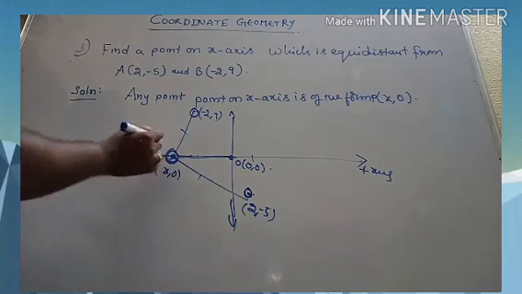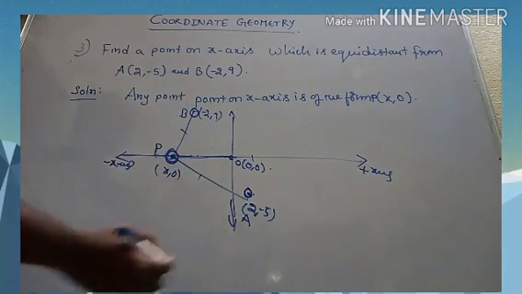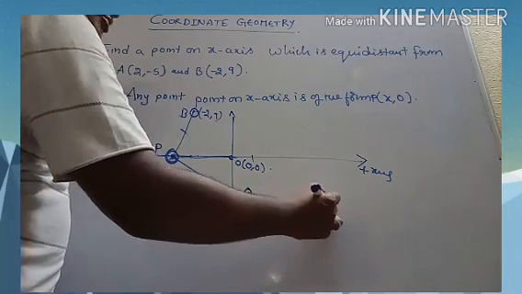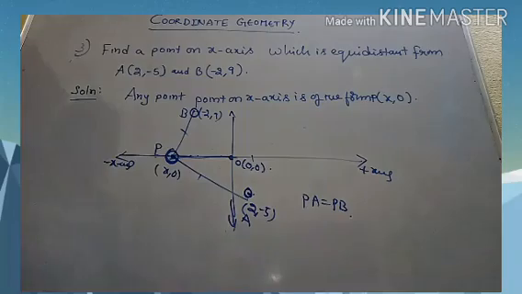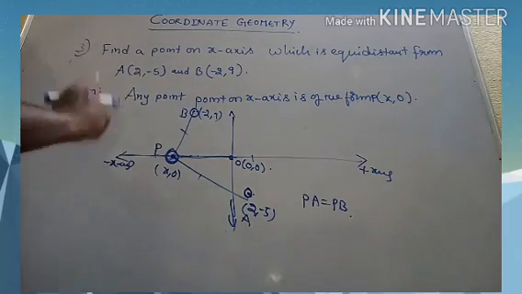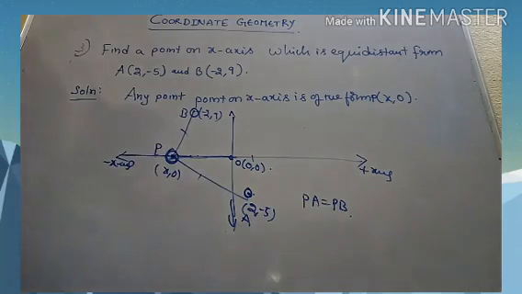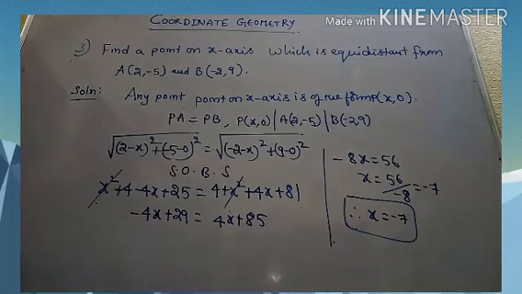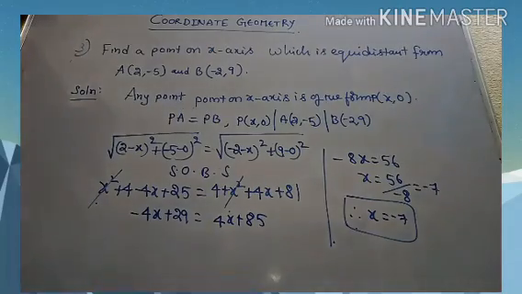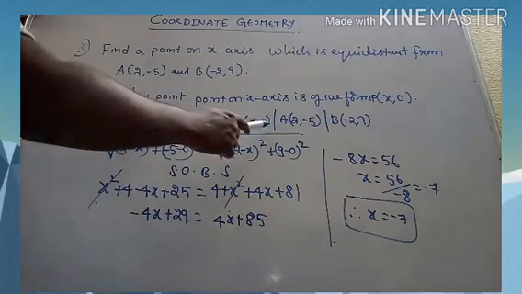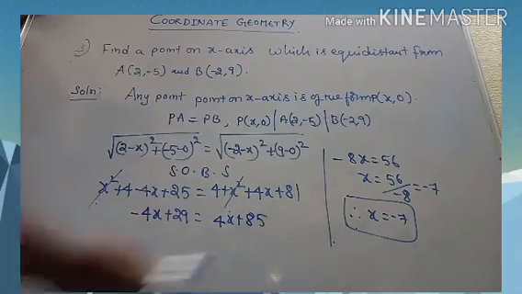So let us take this as P, and these as A and B. That means it is given that PA is equal to PB, right? Now using this information, PA equal to PB, we will get the equation, solve it and get the x values here. Now we have got the condition PA equal to PB, and P is the point x comma 0, A is 2 comma minus 5 and B is minus 2 comma 9.